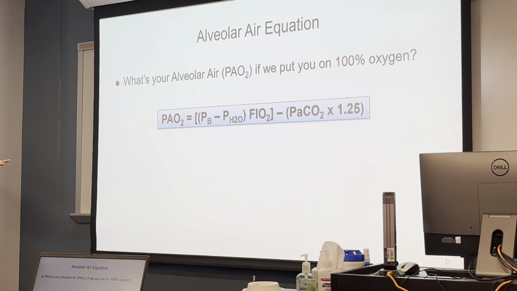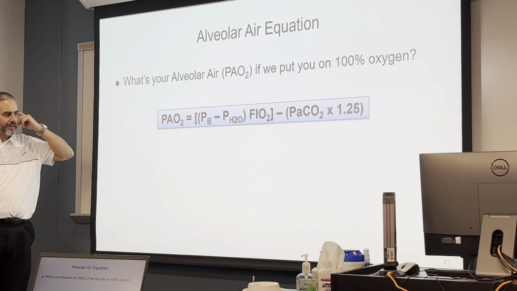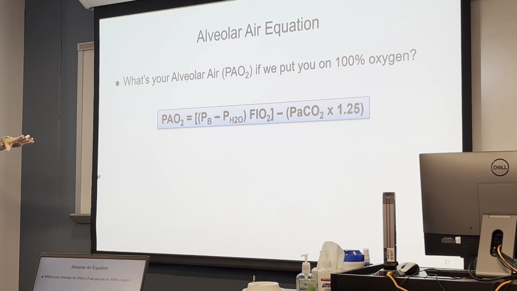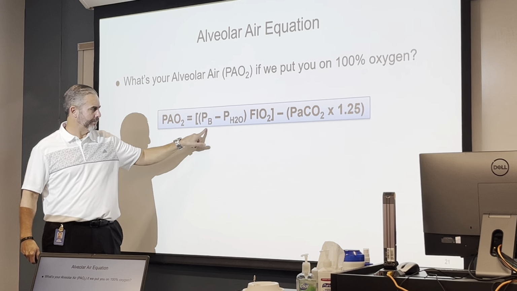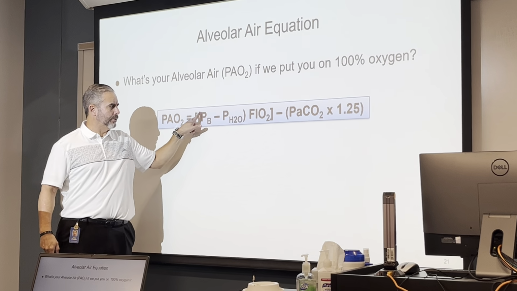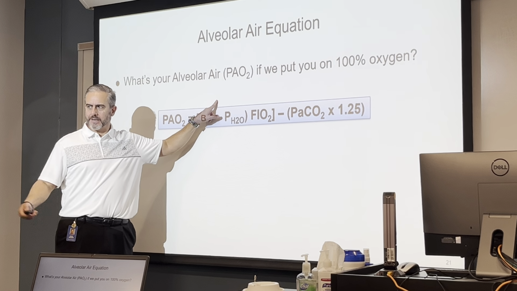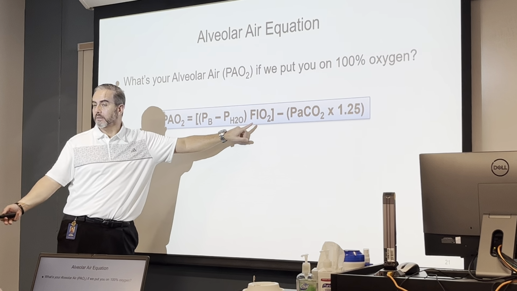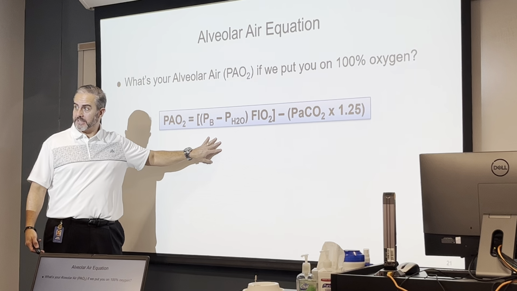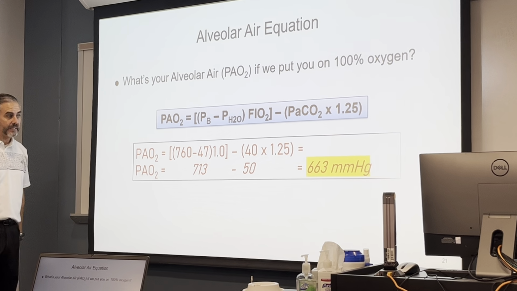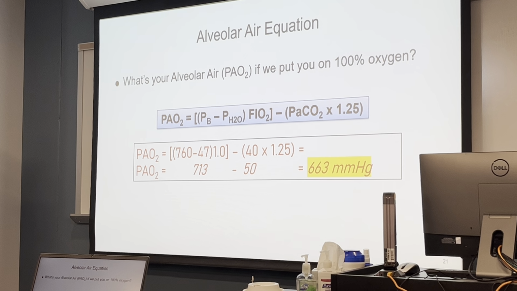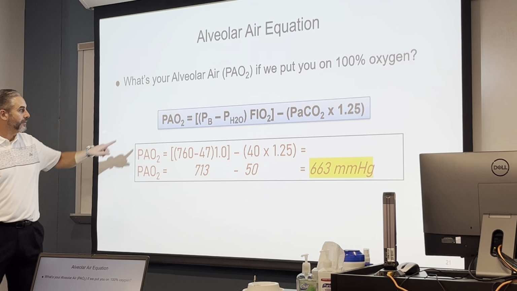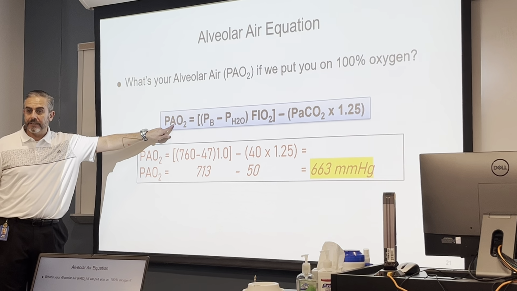All right, CO2 we said will still be 40 divided by 0.8, or times 1.25, so that right side will still be 50. But what is this number? Well, this side, 760 minus 47 is 713. 713 times 1, so that side of the equation is 713. So 713 minus 50 comes out to be 663 millimeters of mercury. That's how much oxygen is where? In the alveolus. In their alveolus.